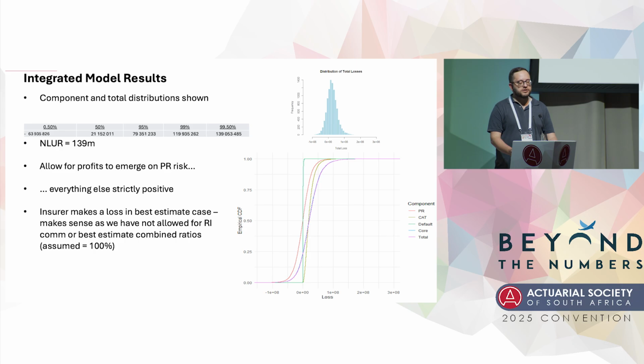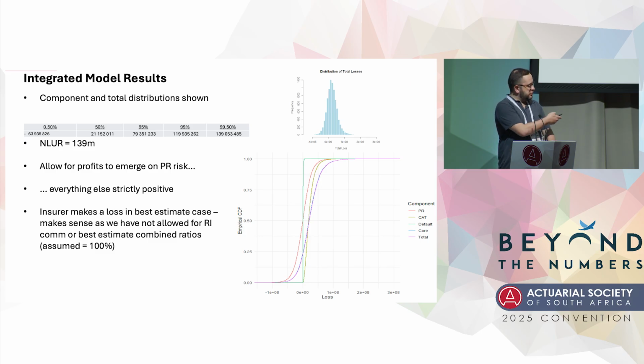scenario. On the bottom right-hand part of the slide, we've got the individual risk distributions. Red, you'll see stretches from negative, which is profit, to positive, which is loss. But everything else starts at 0. And we've got both a stochastic simulation of catastrophe risk and a stochastic simulation of default risk built in there.